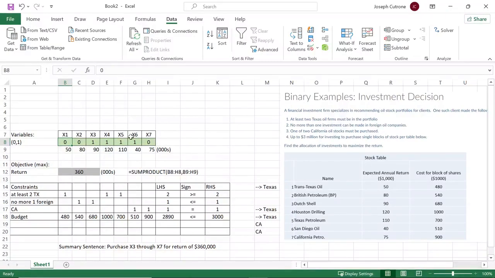This binary analysis takes making decisions down to a spreadsheet, which is extremely, extremely powerful. So go over this one. Make sure you understand it. Great job on this one. We'll see you next time.